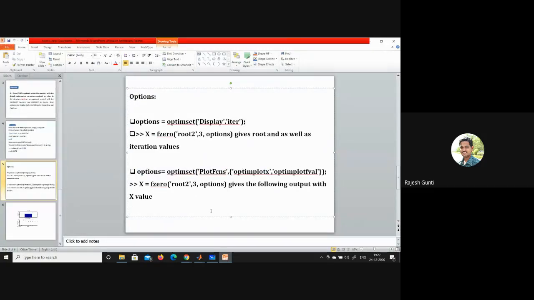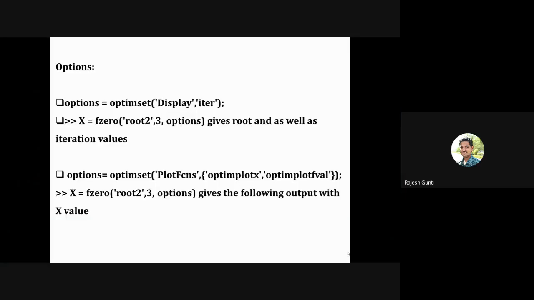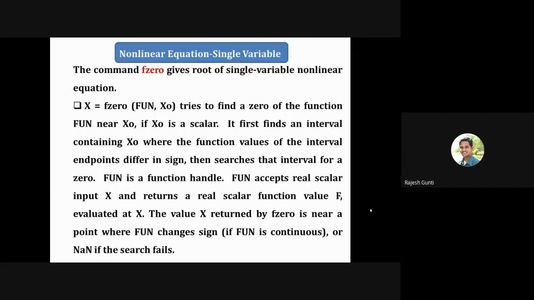Now I am going to the first slide. What is the first slide? It first tries to find an interval containing x naught, where the function values at the interval endpoints differ in sign. Then it searches that interval for a 0. That is the procedure.